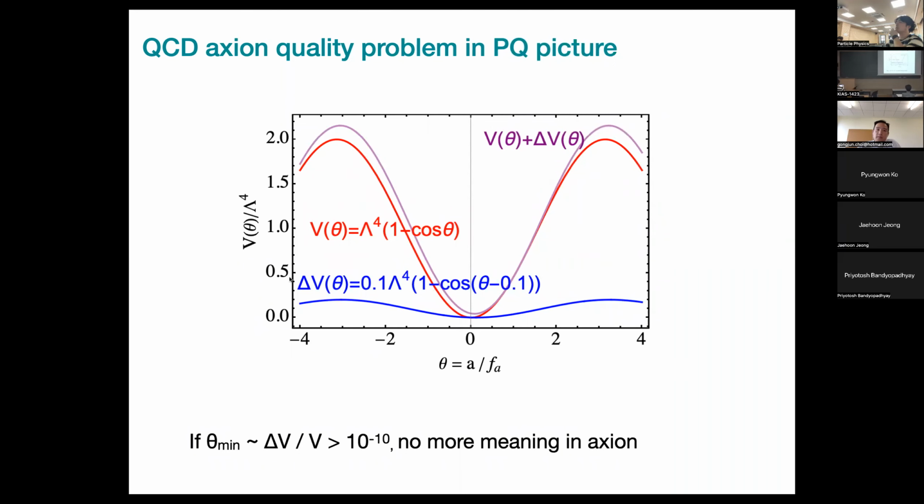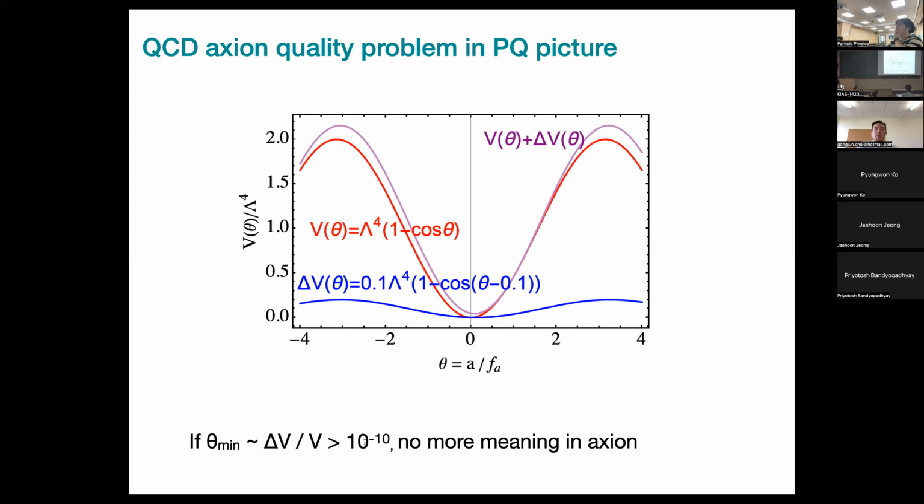But if this correction is out of phase, by having a slightly different argument of the cosine function, say the argument is theta minus 0.1, for example, then the QCD axion potential, represented by the red line, and the correction, the blue line, which is out of phase with the red line, will give rise to the net potential, the purple line. Importantly, it experiences a shift of the potential minimum by the amount of this ratio of the correction to the potential height. And if this ratio, which determines the shift of the potential minimum, is greater than 10 to the negative 10th power, then there's no more meaning in the axionic solution to the strong CP problem, because the axion no longer explains the null observation of the neutron electric dipole moment so far.